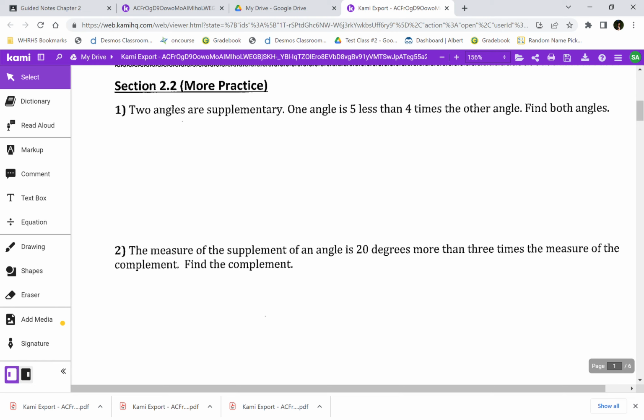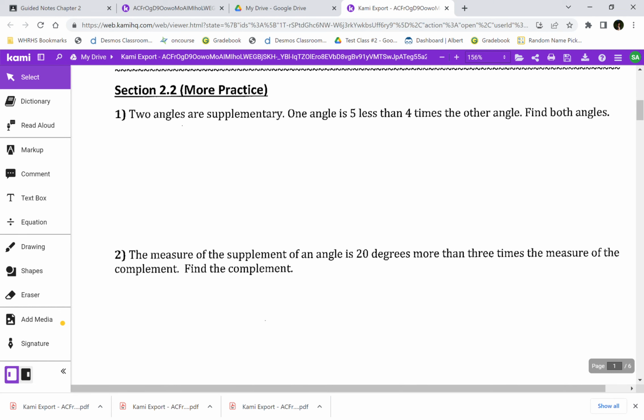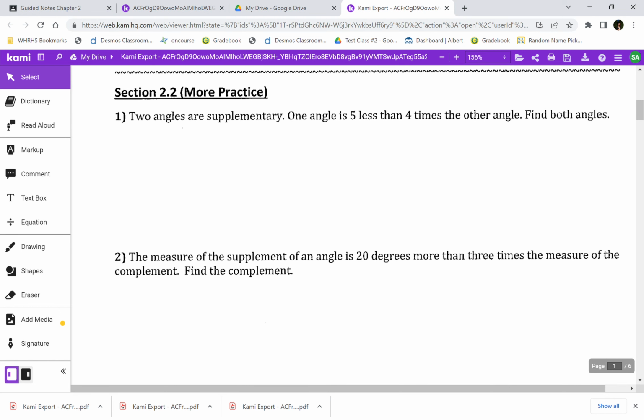So it says two angles are supplementary. One angle is 5 less than 4 times the other angle. Find both angles. Well, if you remember from last class, what did I say? If the word problem just says sup, what do we draw? If the word problem just says comp, what do we draw? Nora. Good. If it just says sup, we draw a straight angle. If it just says comp, we draw a right angle.